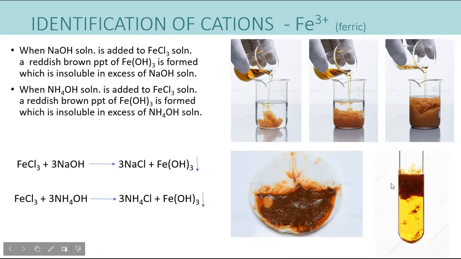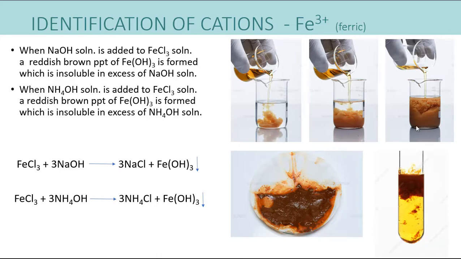The next ion which you are going to identify is the ferric ion, Fe3+ ion. So when sodium hydroxide solution is added to ferric chloride solution, a reddish brown precipitate of ferric hydroxide is formed, which is insoluble in excess of sodium hydroxide solution. So you can see ferric chloride solution is added to sodium hydroxide solution. You can see a reddish brown precipitate is formed. When excess is added, the precipitate is insoluble.